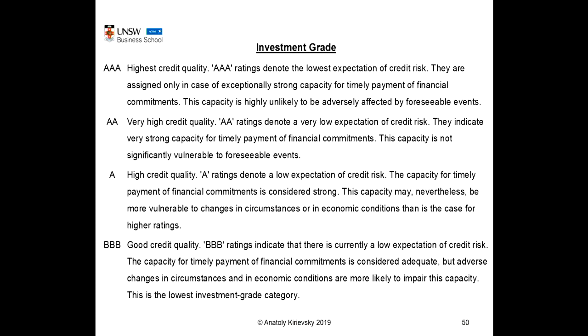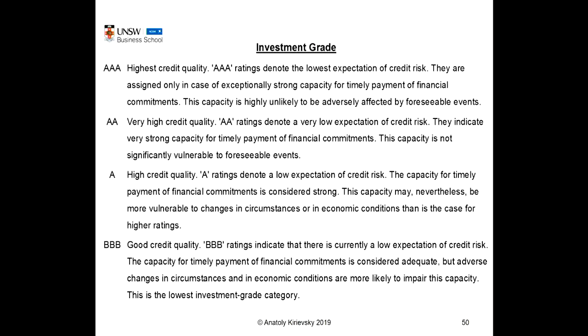They are assigned in cases of exceptionally strong capacity for timely payments of commitments. This capacity is highly unlikely to be adversely affected by foreseeable events. So in other words, they have the ability to pay back, and that ability is not going to be impacted by anything that is foreseeable. So we expect the economy to turn down. That's fine, they should still have money to pay. A meteor will hit the earth and wipe out the bank's operations. That's not foreseeable. So anything that's foreseeable should not impact the capacity to repay.